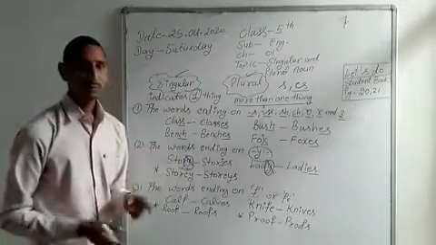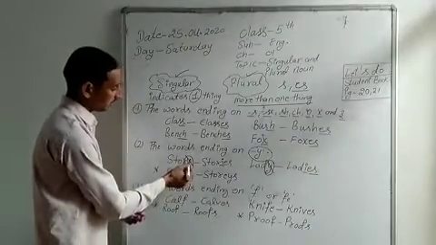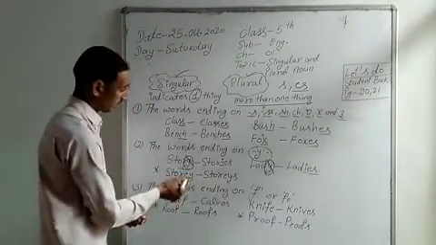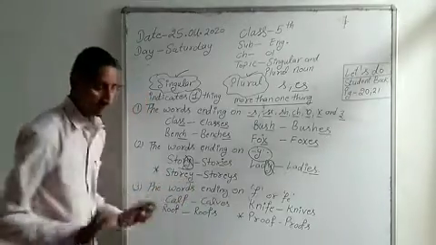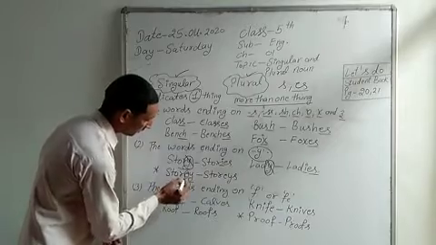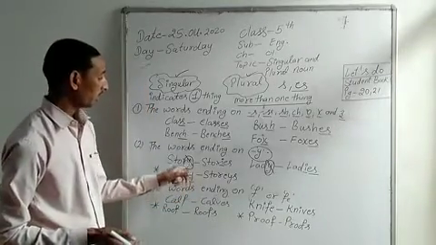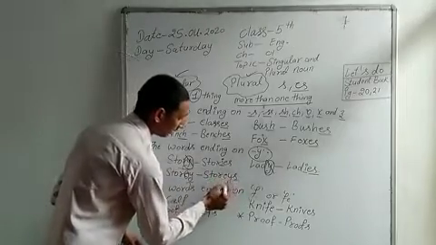While following this rule, we must remember that before deleting y, we must see if the previous letter is a vowel or a consonant. Like in this word, story, the y is given in the end, no doubt, but the previous letter is a vowel. In that case, this y will not be changed into i and only s will be added with it.